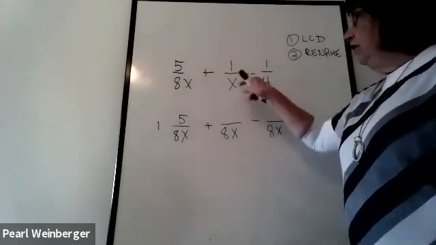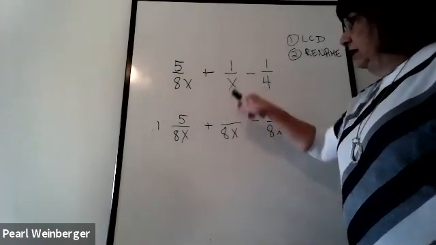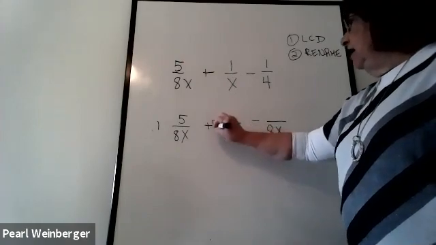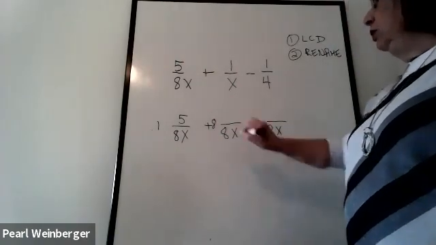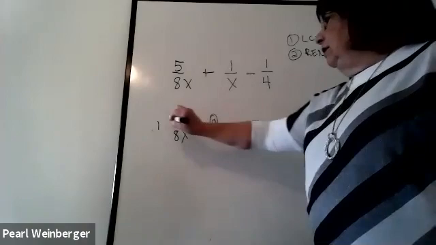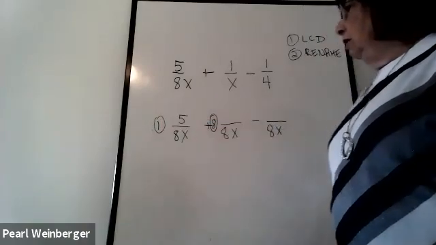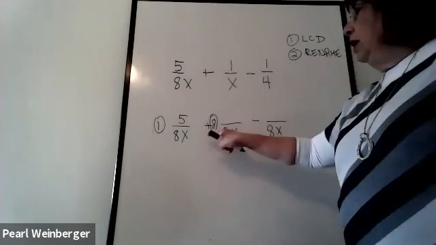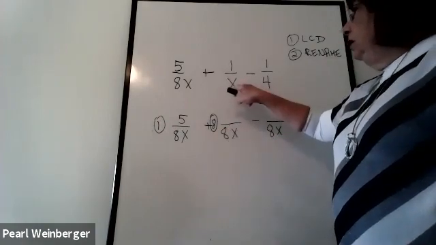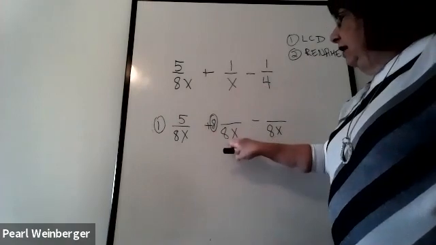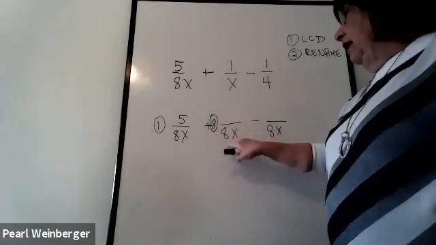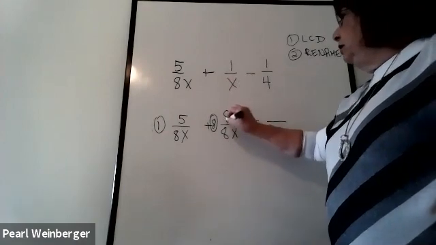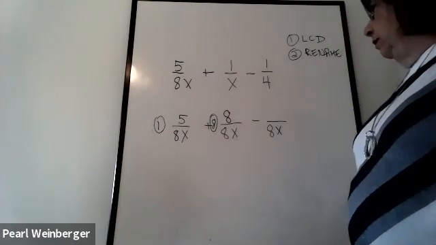Then I go to my second fraction. Here's an x. I divided the x into the 8x. That gives me an 8. I'm just putting it over here, circled just to keep track. This is what I multiplied. I multiplied this x by 8 to get 8x. So I've got to multiply the numerator by 8 as well. This numerator is going to turn out to be 8.